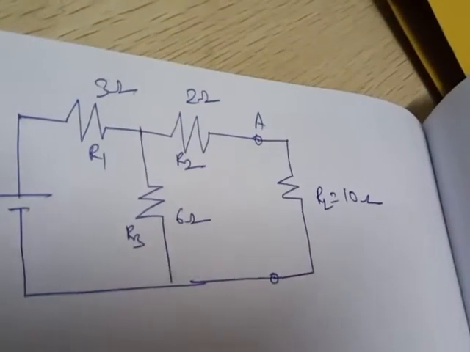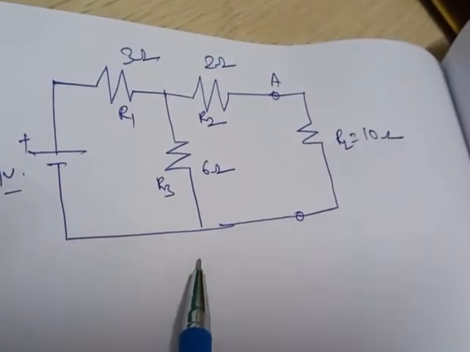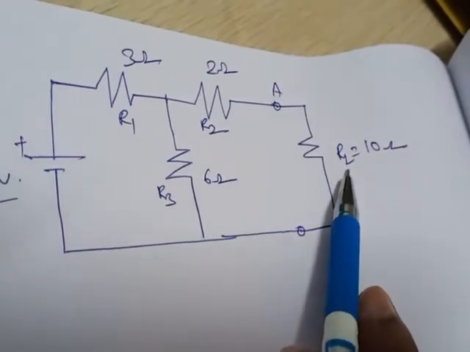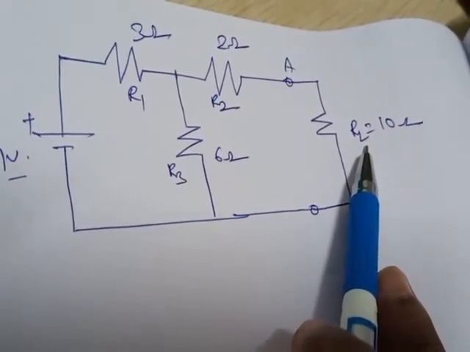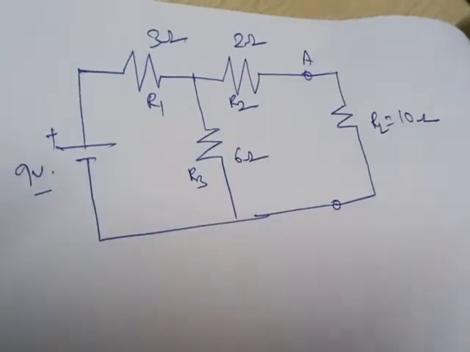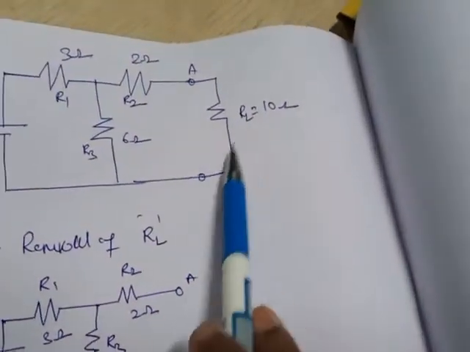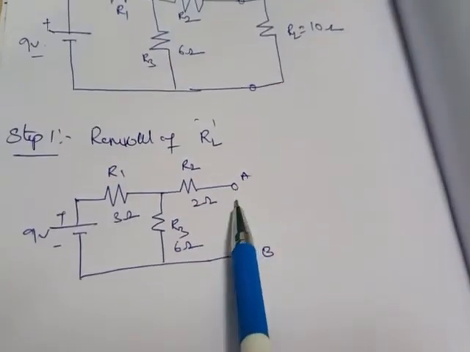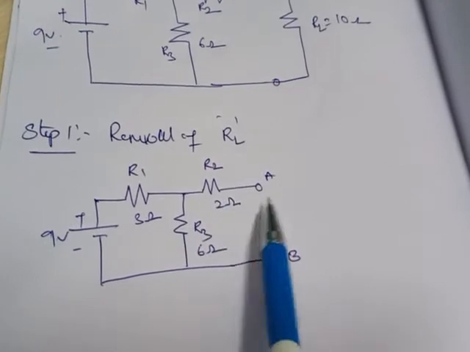So this is the given question. For this question we need to apply Thevenin's theorem, find out the current across the load resistance, and also draw its equivalent Thevenin circuit. So what is your initial step? Step 1, removal of load resistance. What is the load resistance? This is the load resistance. So in step 1 you have to remove the load resistance between A and B. Then the circuit will become like this.